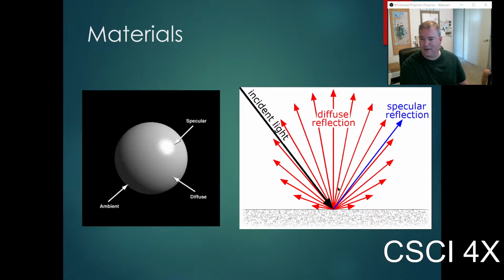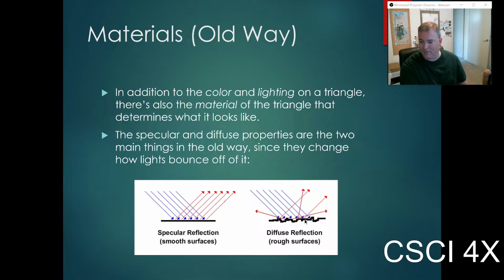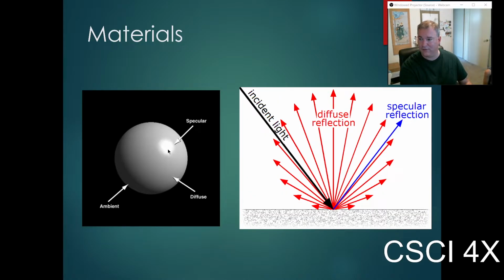Diffuse reflection is caused by irregularities in the surface, right? So if you have a coarse plastic, the light comes in and then it scatters in every different direction. And so you've got your specular from the shiny bits, you've got the diffuse from the rough bits, and then ambient lighting is whatever's not exposed to the main light here.